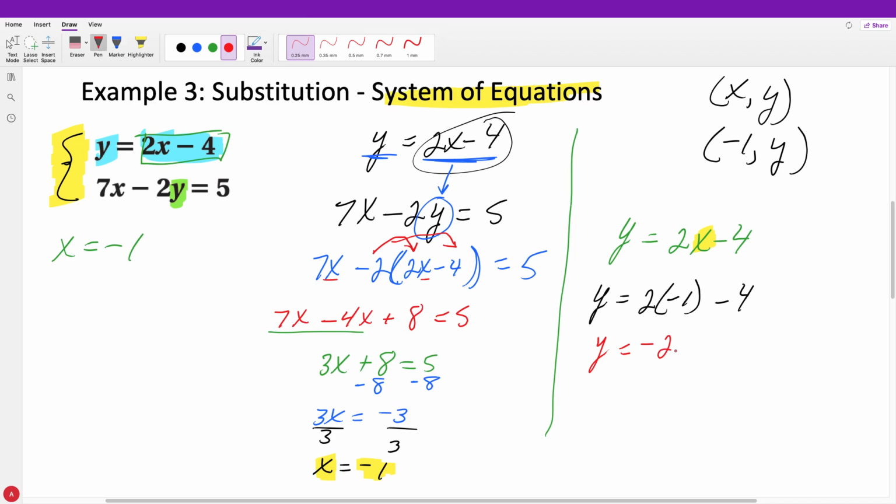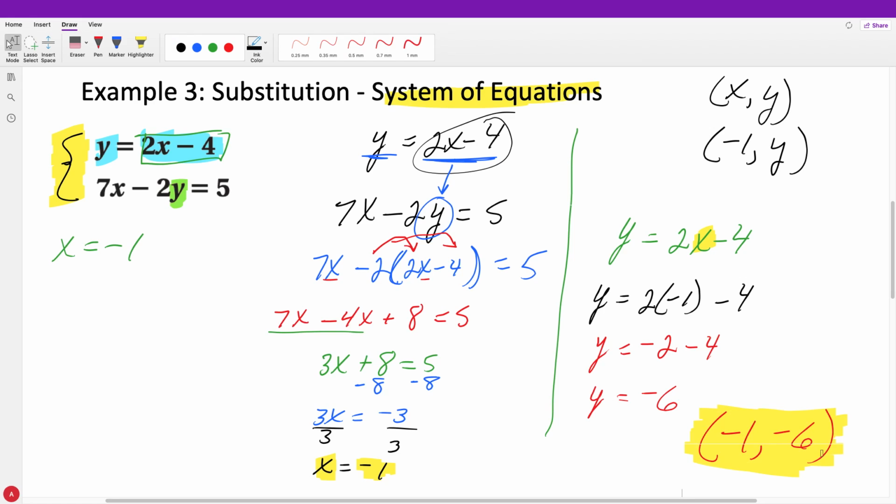2 times negative 1 is negative 2. Negative 2 minus 4 gives me negative 6. So that means our ordered pair, or our solution, is (-1, -6). And you will need to write your answer as an ordered pair. Make sure this is how you're writing your answer, and you're not saying x is equal to -1 or y is equal to -6. You write it as an ordered pair because it's telling us that we need to use both of them at the same time, and both of those together are our solution. So our final answer is here, written as an ordered pair of (-1, -6).